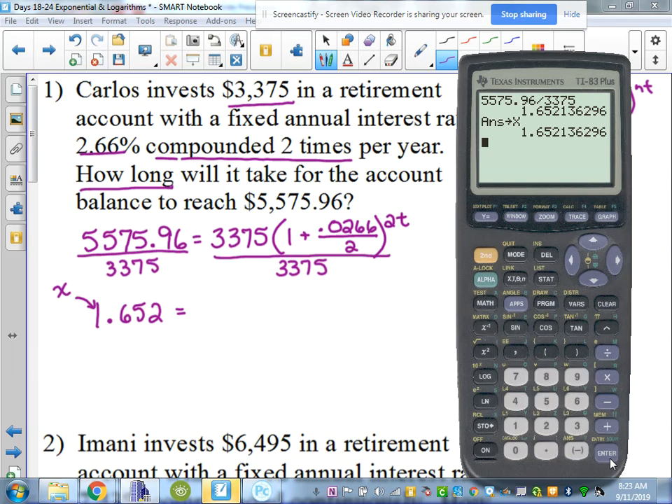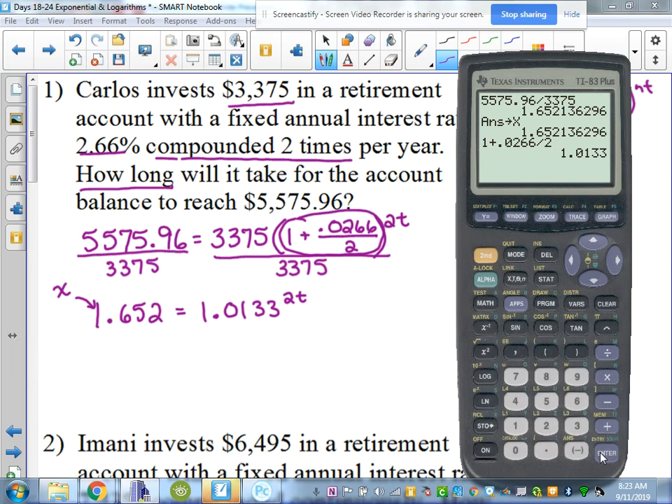Now, the reason why I need to make a note is because we also need to store this number, 1 plus 0.0266 divided by 2. We're going to store that as a value as well. Well, that one's not too bad. That's a terminating decimal. We won't store it this time. If it kept going, I would have stored it as something. Okay, so our exponential expression is by itself. Now we're not used to the base being a decimal, but there's nothing that says that the base can't be a decimal value. We're just not used to that.